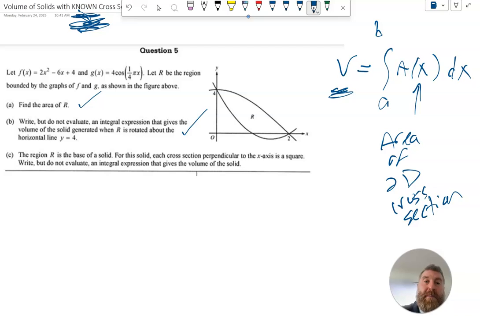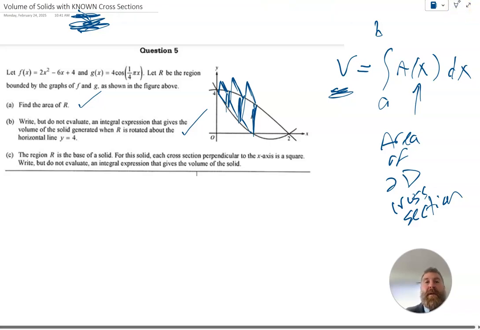So if I were to draw a couple of those square cross sections, that might be one of them. This might be another one. Okay, this might be another one. So all of those squares are kind of coming out at us into our faces, popping out of the screen, coming to life. So those squares now determine, of course, what the cross sections are.